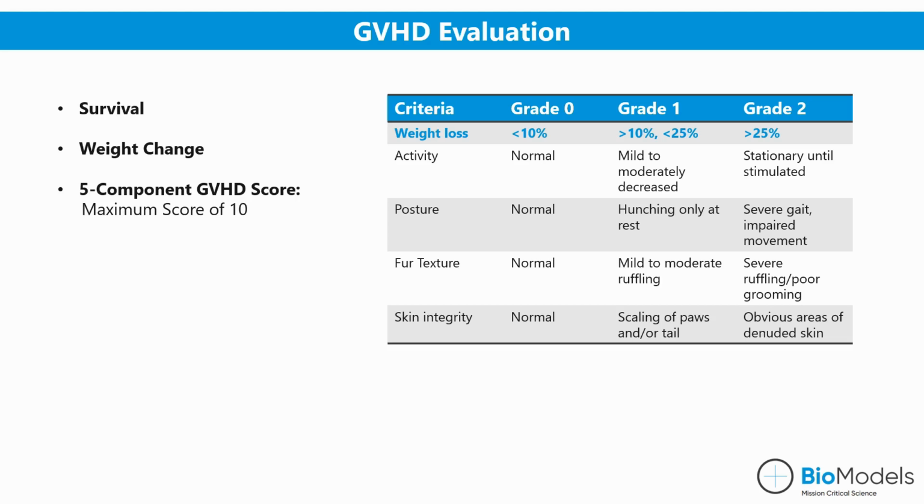The first component, weight loss, is based on the percent weight change seen during the course of the disease. A naive animal typically won't show much weight loss, but will still receive a score of 0 up till about 10% weight loss. A score of 1 will then be assigned between 10 and 25% weight loss, and then the final most severe grade of grade 2 will be assigned following 25% weight loss.